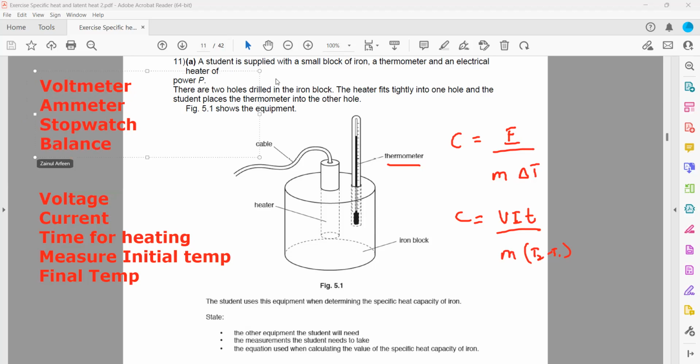And then the last part, they ask for equations. So what equation will you write? You can write this equation, that the specific heat is VIT divided by M into the temperature change.